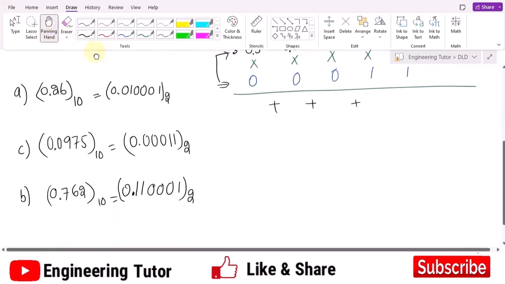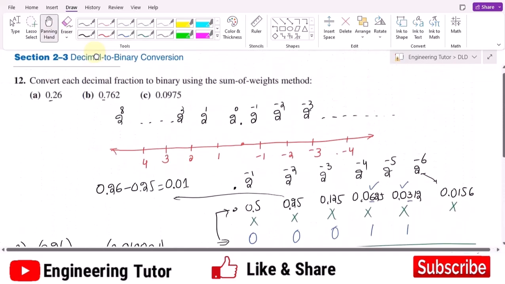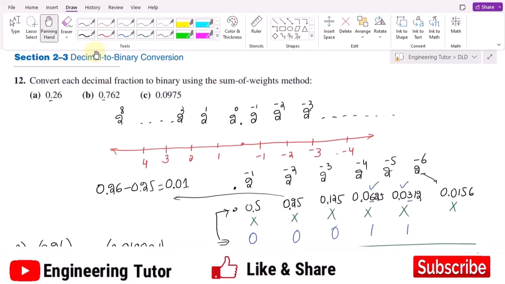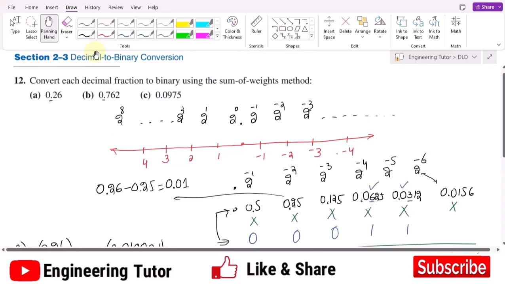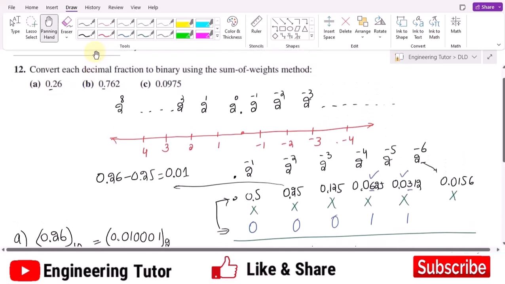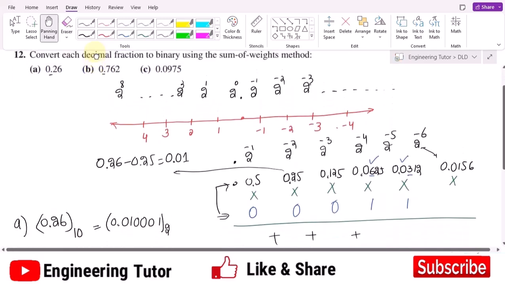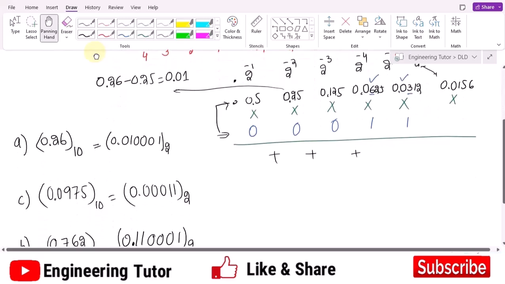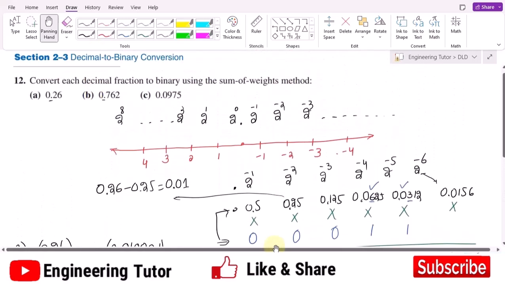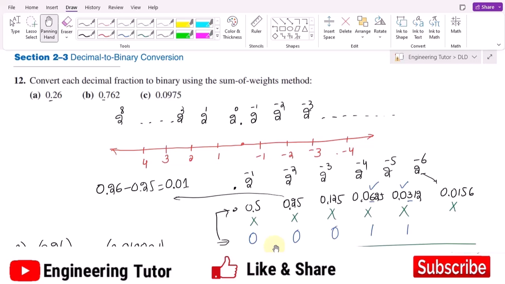So that's it for today, in which we have seen how to convert each decimal fraction to binary using the sum of weights method. Although this is one of the lengthiest and most complex methods, it is mostly used by practitioners who are fluent or have practiced binary to decimal or decimal to binary conversions frequently. So that's why we have also discussed this method, and from the next lecture we are going to talk about the division method for converting our decimal number to binary ones.